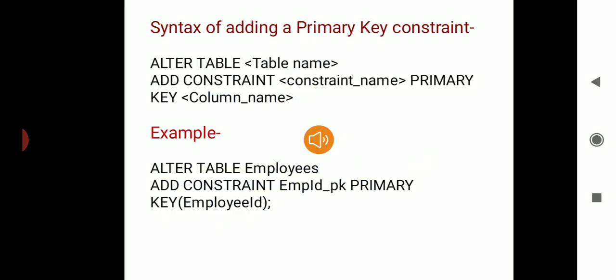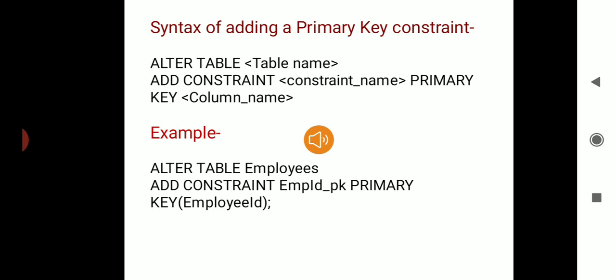Check the syntax of adding a primary key constraint. Alter table, then within angle bracket, table name. Here this table name will be replaced by the name of the actual table. Then in the next line, add constraint, within angle bracket, constraint name. Here a user defined constraint will replace the constraint name, followed by primary key, then again within angle bracket, column name. Column name here will be replaced by the column in the table on which the primary key will be imposed.